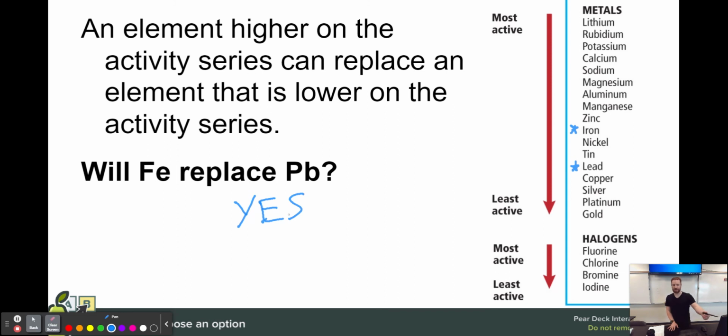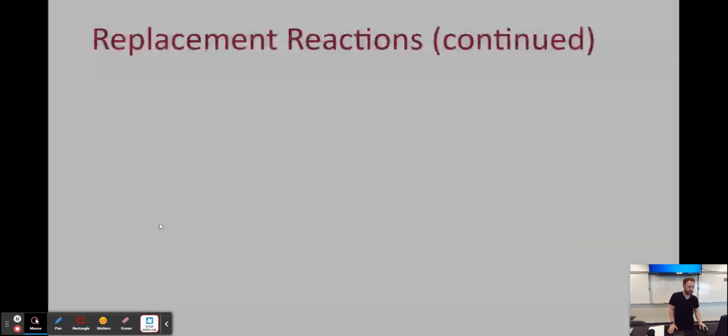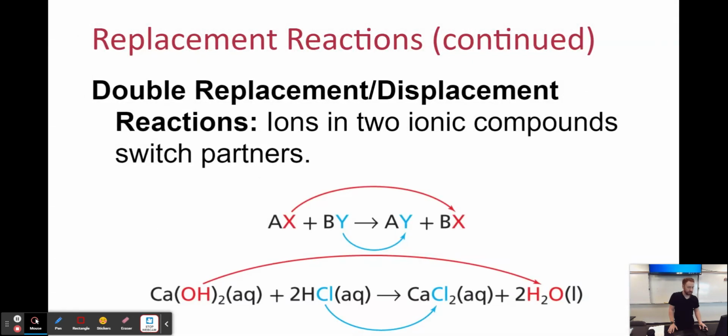I'm also throwing these examples at you because I want you to get used to some of the elements where the symbol does not match the name. Like iron is Fe, lead is Pb, tin is Sn, silver is Ag. It all has to do with Latin in their previous names, or sometimes just because the other letters were taken, or you just have to get used to some of the weird elements.